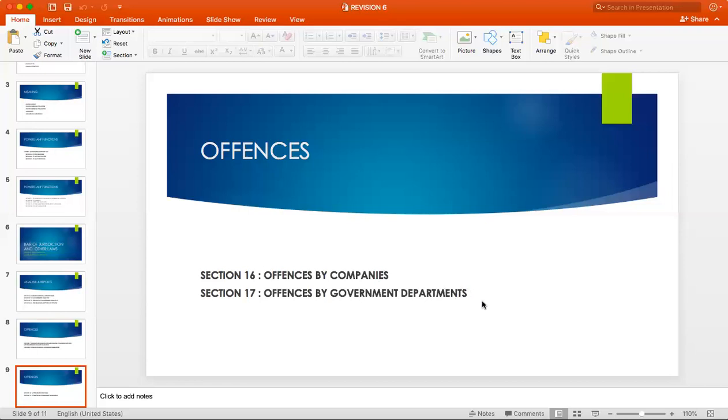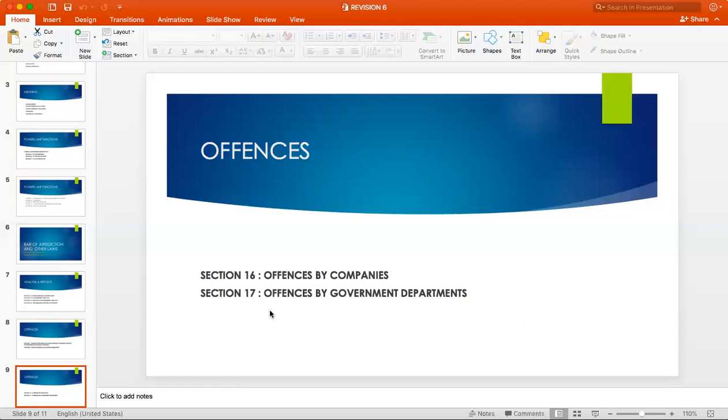Again, the exception is there if the head is able to prove that whatever happened, the offense happened without his knowledge, or he exercised all the due diligence to prevent the commission of such offense. So there are two conditions. And again, similar to the same section which you have read in 16, if he's able to prove that this happened without his knowledge or due diligence was applied, then he'll be saved.